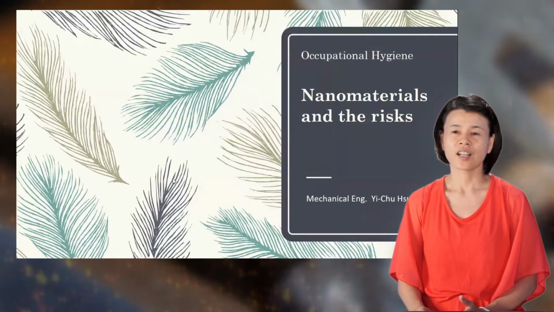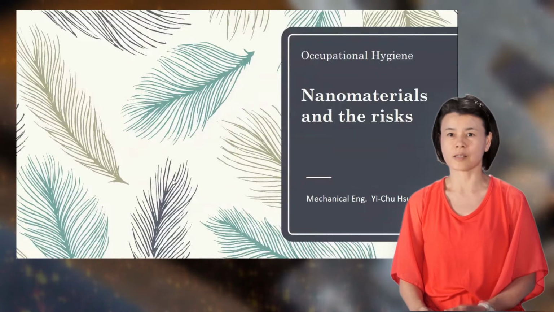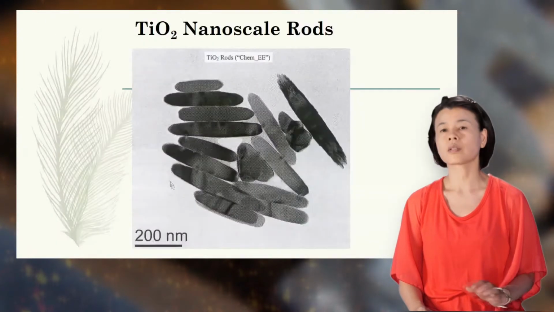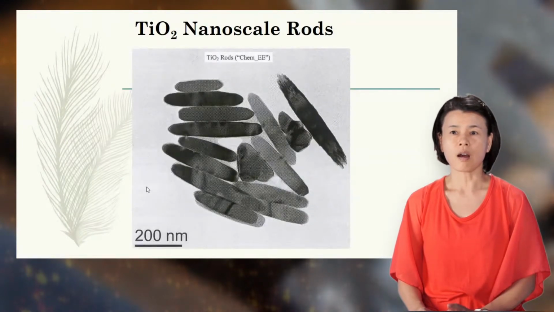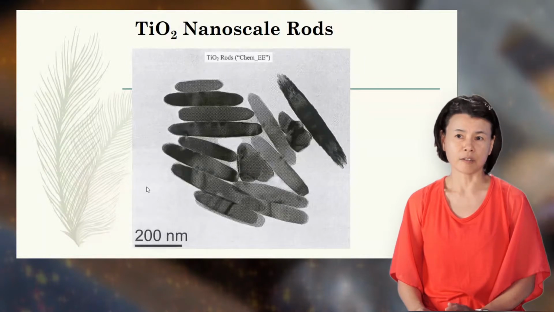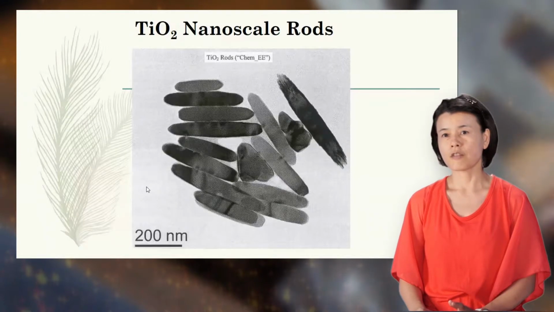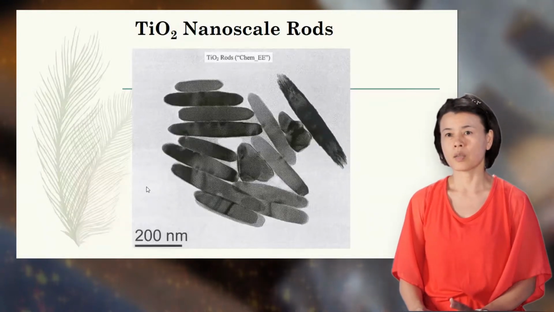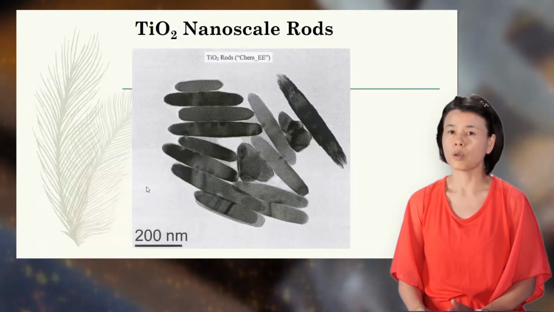My name is Yiju. In today's lesson, we are going to introduce nanomaterials and the risks. This is a picture of a nanomaterial. These are titanium dioxide nanorods, taken by an electron microscope. The scale bar at the bottom left corner shows the length of 200 nanometers. Therefore, as you may be aware, these rods are narrower than 100 nanometers, but longer than 200 nanometers.